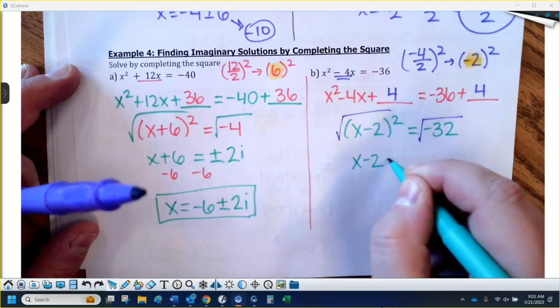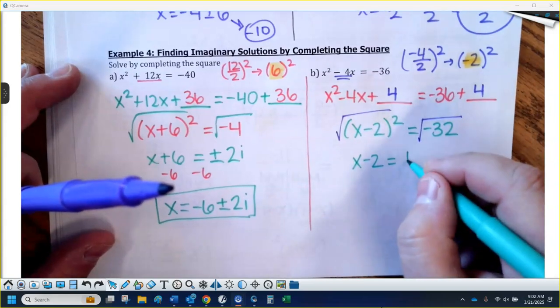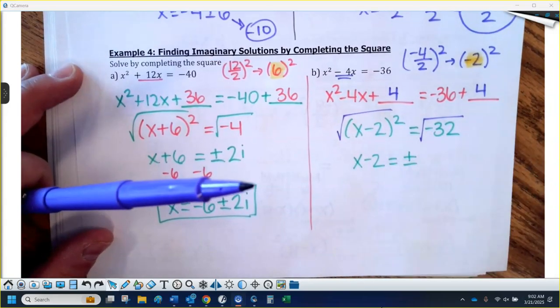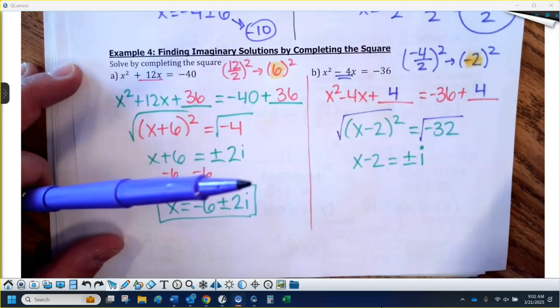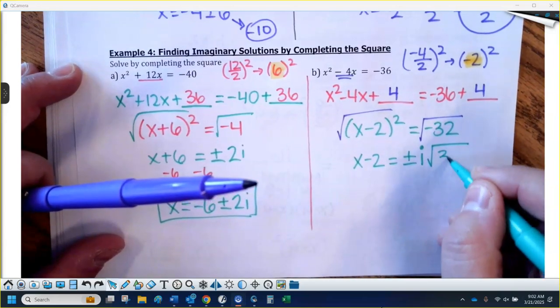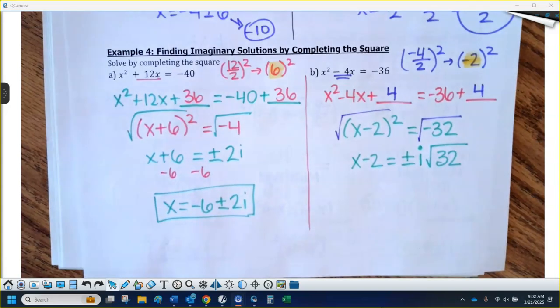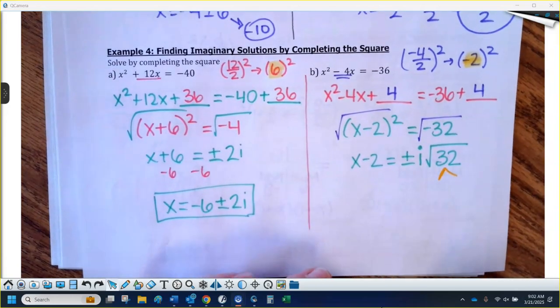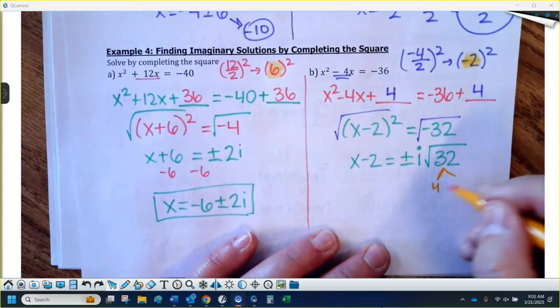I've got x minus 2, square root and squared cancel each other out, plus or minus. I see that negative, so I'm immediately just going to pull an i out in front of that. That gets rid of the negative under the square root. And we got to break down the 32 since it's not a perfect square. So tell me 2 numbers that multiply to get you 32. 4 and 8.